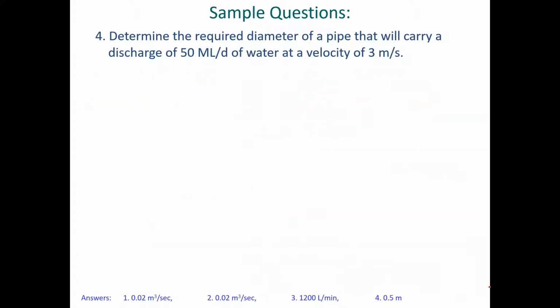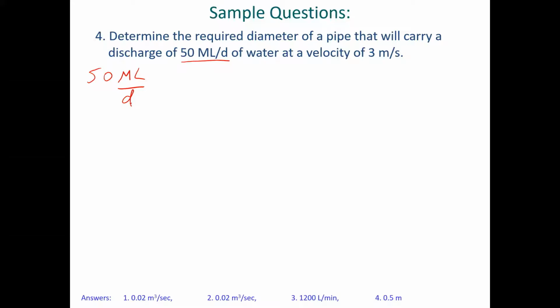This one is the opposite. It's asking you to determine the diameter of a pipe, right? So it's kind of the opposite. In this case, we have 50 megaliters per day. So what I need to do is actually convert that to the useful units, which is cubic meters per second. So I'm going to do that one right now, and I'm going to do it all right here. So we've got 50 megaliters per day.